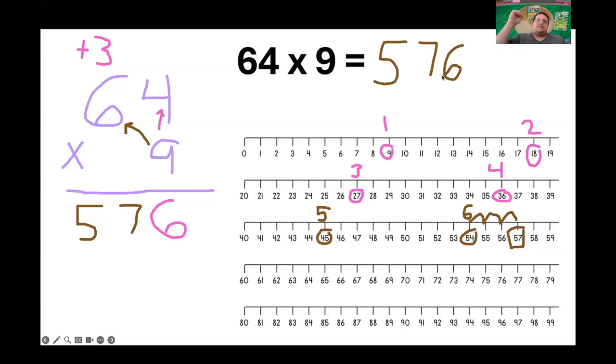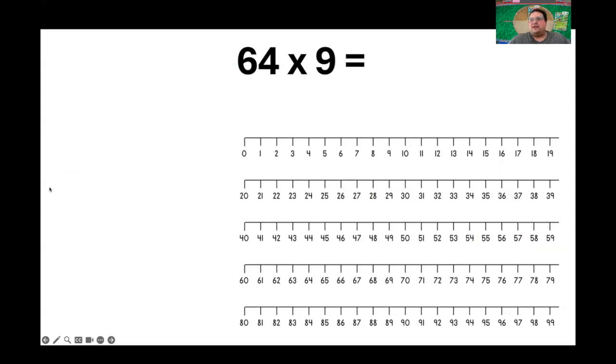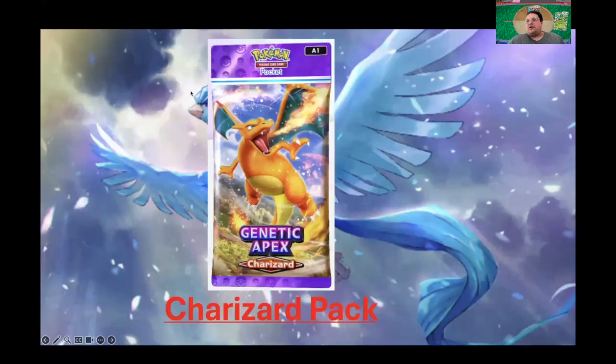If you got that right, give yourself a really, really big thumbs up. Fantastic, fantastic. And let's take a look at which pack we're going to open. We are going to be opening a pack of Charizard Genetic Apex. We're actually going to open up 2 of those packs today. So let's head in to our app. Let's open up 2 of these packs and let's see what we get.